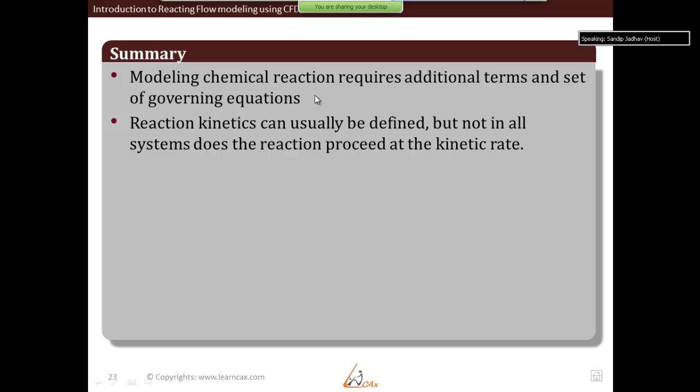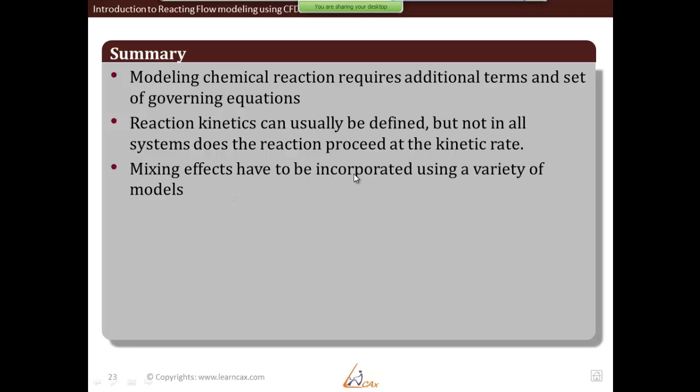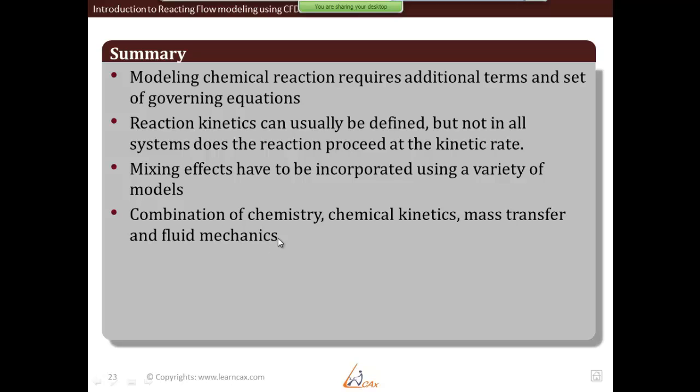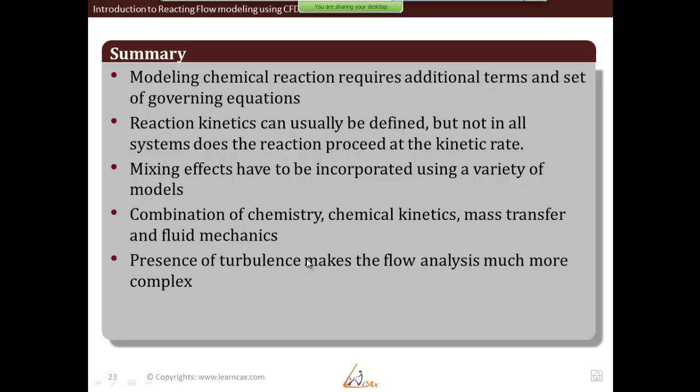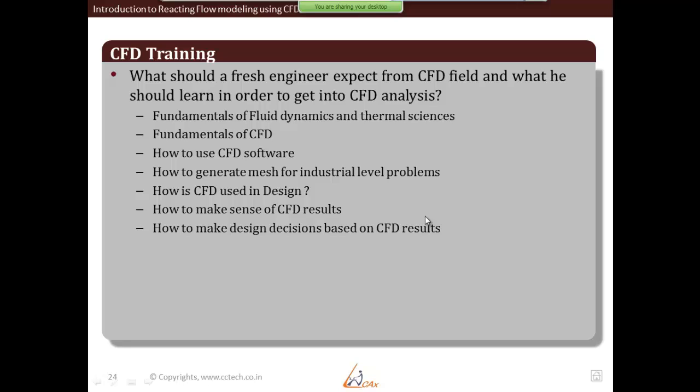The summary for this particular webinar is: chemical reactions require additional terms and sets of governing equations, and reaction kinetics can usually be defined, and Arrhenius rate type of mechanisms are used to model reaction kinetics. Mixing effects also have to be incorporated using various models, and reacting flow modeling is nothing but a combination of chemistry, chemical kinetics, mass transfer, and fluid mechanics. And the presence of turbulence, as always, makes flow analysis much more complex, and we will study details of this in the coming session, part 2 of this particular webinar.